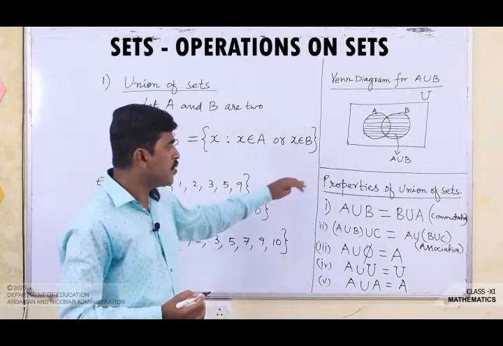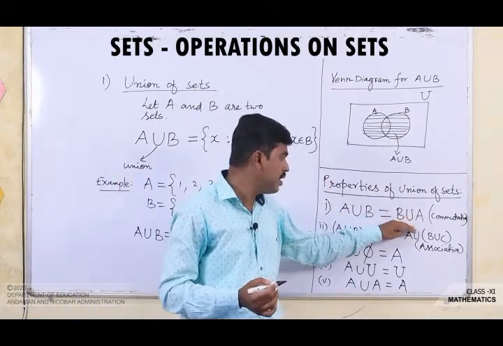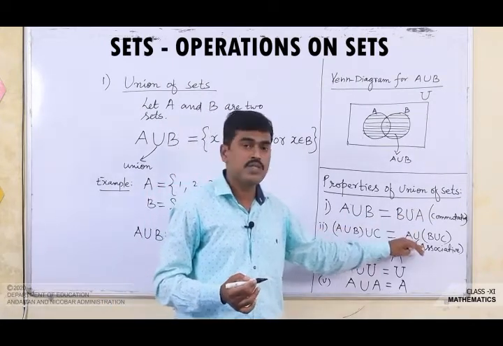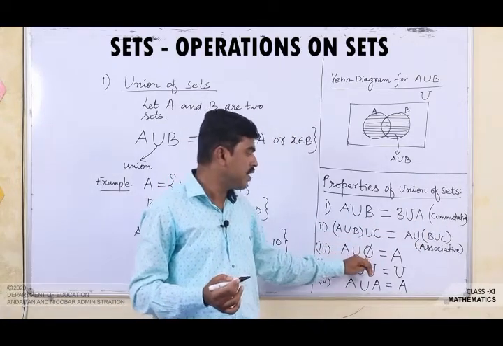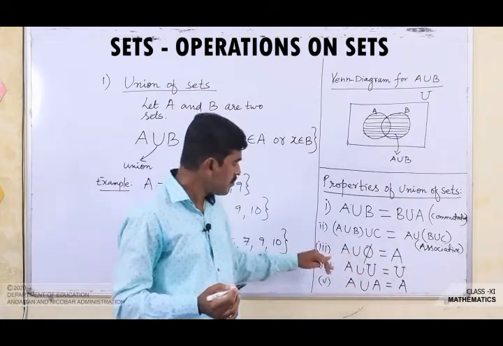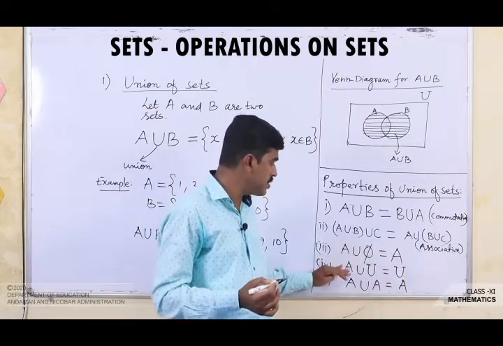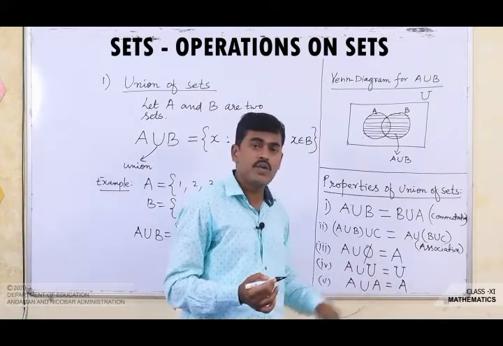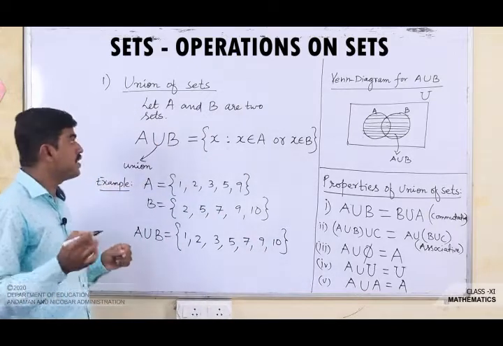So what are the properties of union of sets? A union B is equal to B union A, the first one. Then (A union B) union C is equal to A union (B union C). Then A union phi is equal to A. Then A union U is equal to U, where A is a subset of U. Fifth one, A union A is equal to A. So these are the 5 properties of union of sets.